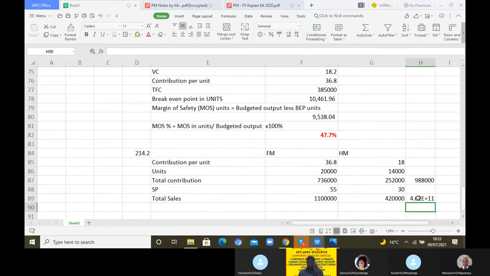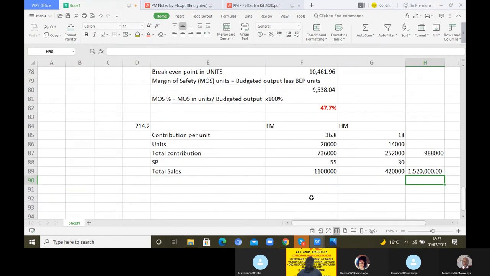Now, how do we calculate break-even point in units? Remember what we have. Oh, sorry, I said times. I wanted to say plus. It's 1,520,000. And then we said you calculate what is called weighted contribution.